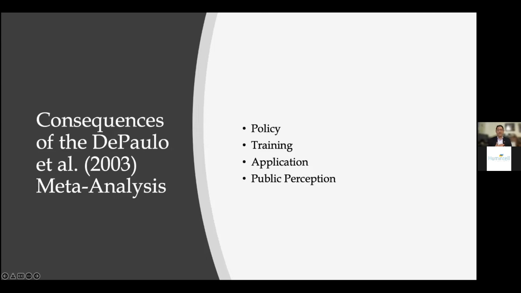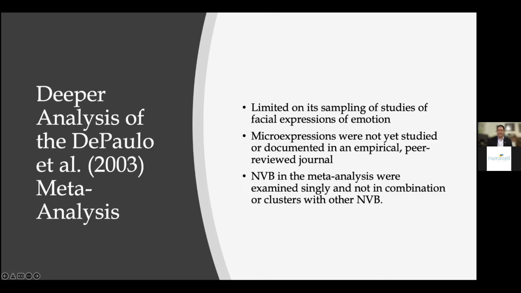And like any science, interested people can go and look at the actual studies and can agree or not. But certainly I come up with a different conclusion than the generalized conclusion that I was mentioning. So let's take a moment and do a little deeper analysis of the DiPaolo et al. 2003 meta-analysis.